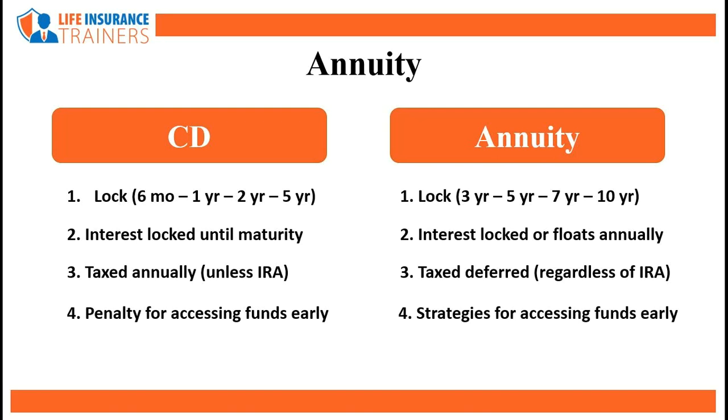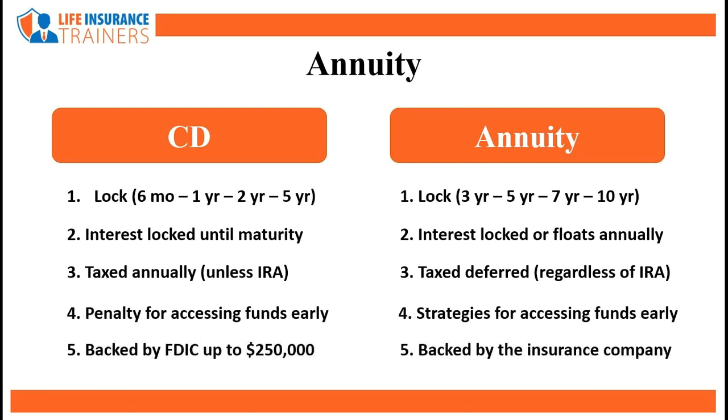However, most every annuity I've ever seen has a 10% withdrawal privilege each year. So if you have $100,000, you can draw out $10,000 each year. So there are strategies for accessing the funds early, maybe not all of it, but portions of it, whereas a CD, you can't touch that. So CDs are backed by the FDIC, and the annuities are backed by the insurance company.